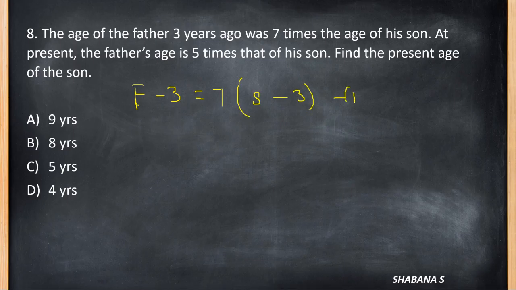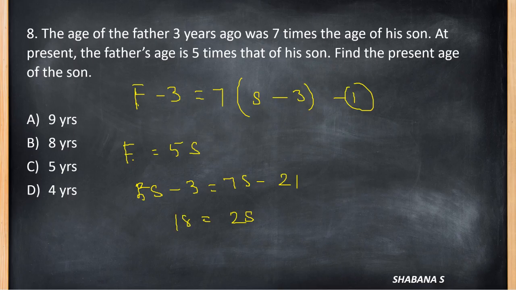This is equation 1. At present, the father's age is 5 times that of his son. So you can put F is equal to 5s in here. So 5s minus 3 will be equal to 7s minus 21. So this can come here as 2s, 21 minus 3 gives you 18. So s is 9. So the son's present age is 9 years.